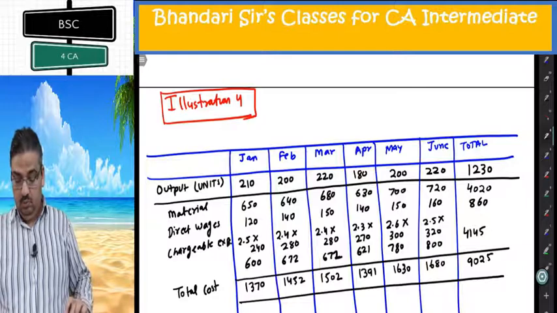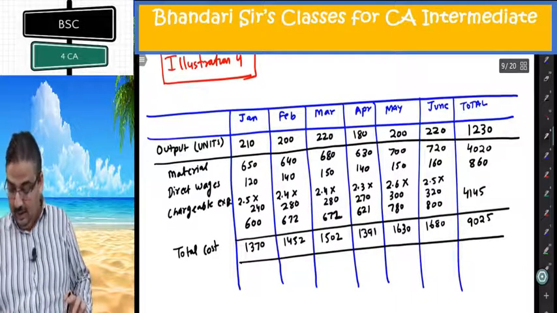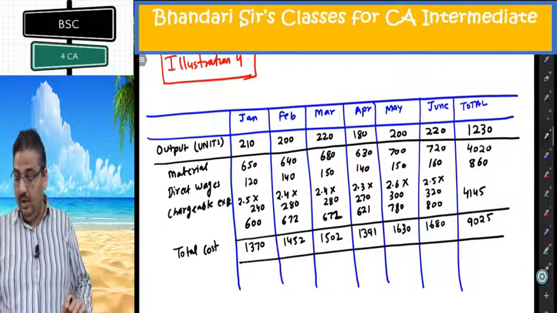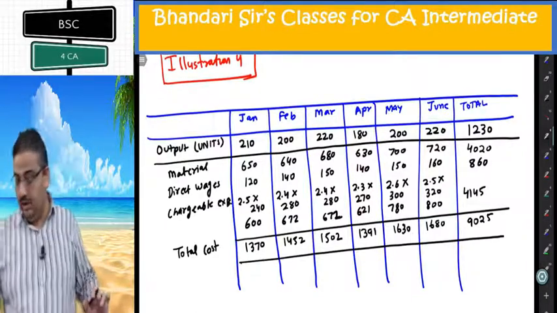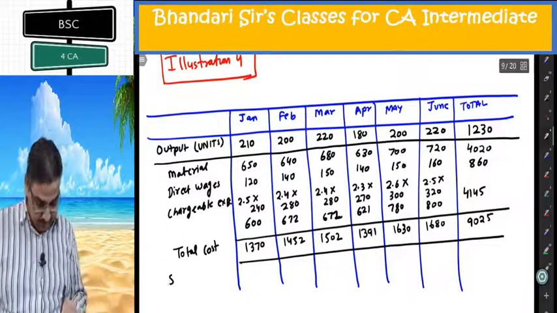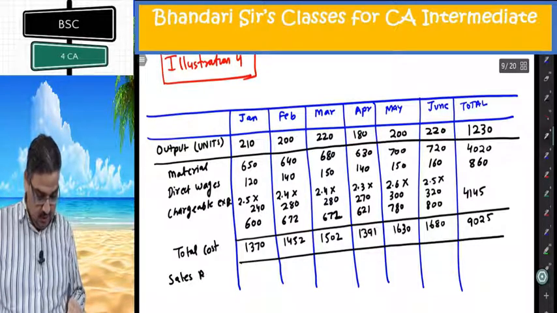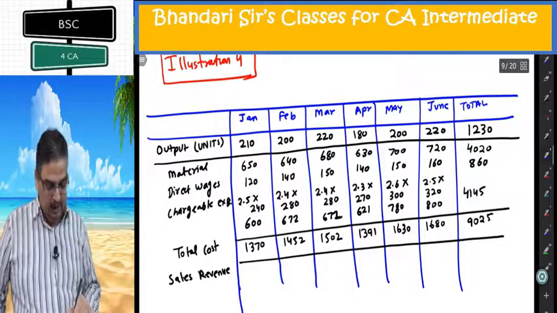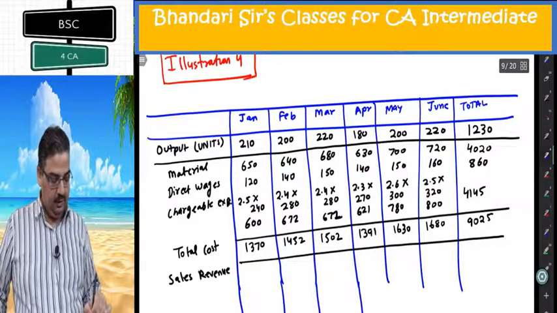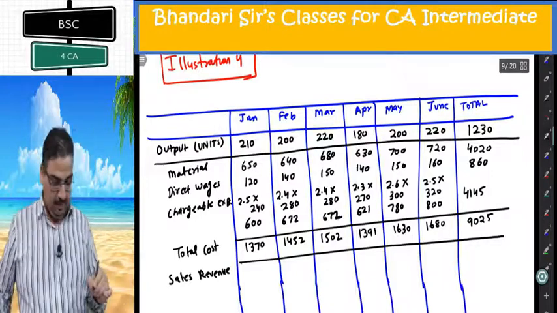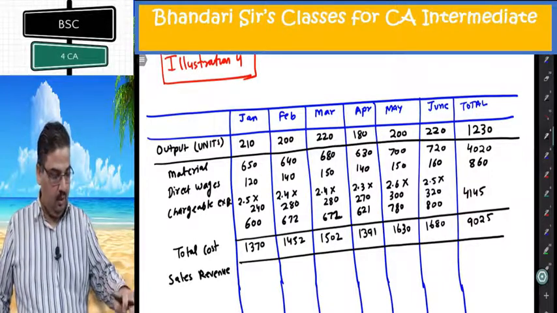Now, what I need to get? I need to get selling price. Read the question again. Fourth line of the question tells me 8 rupees per piece is the selling price. Sales revenue I'll get by multiplying the units with 8. Units on the top, output in units, multiplied by 8 per unit. 210 into 8.